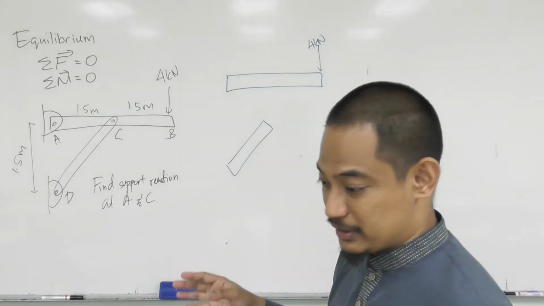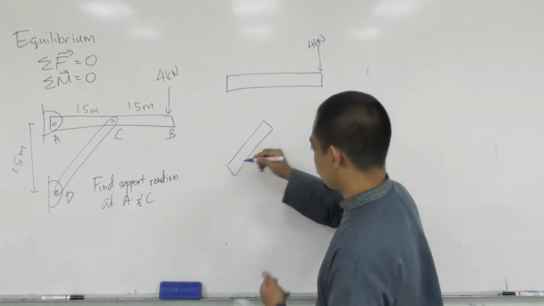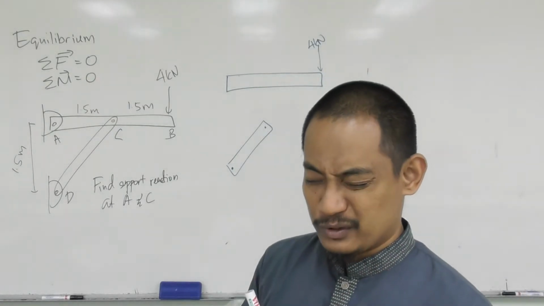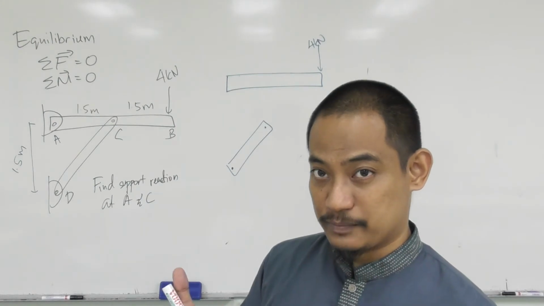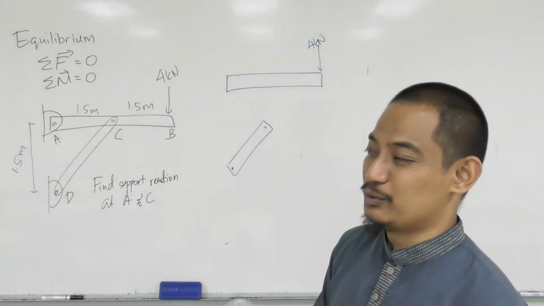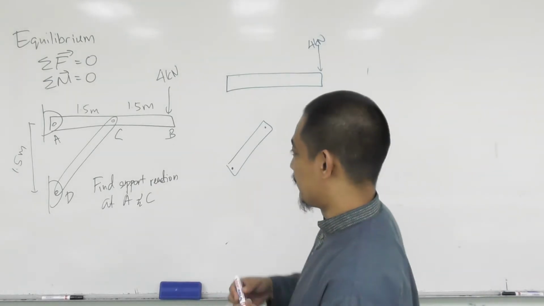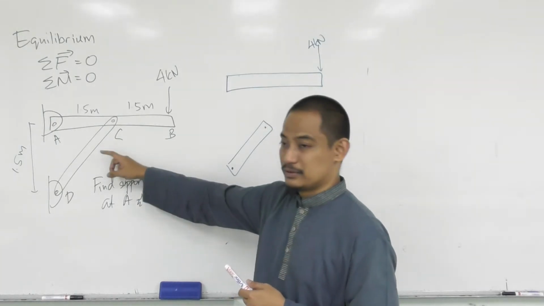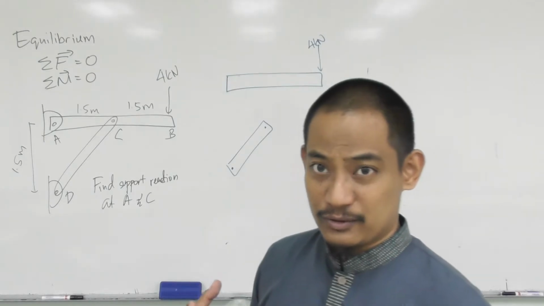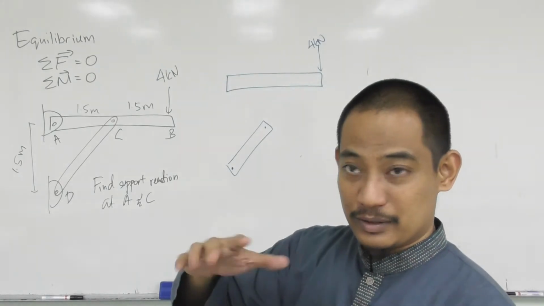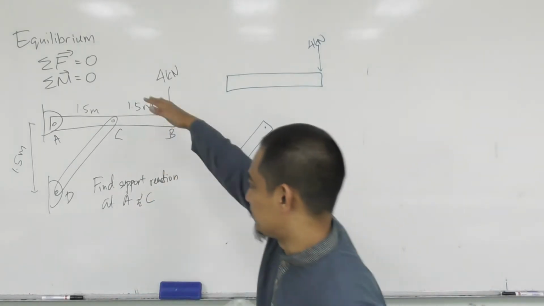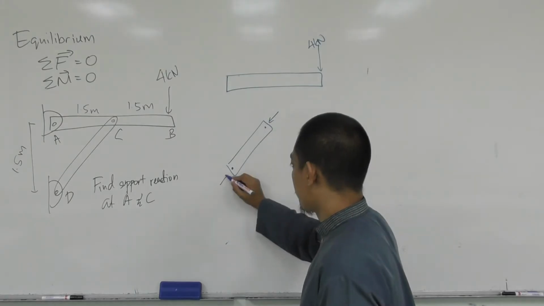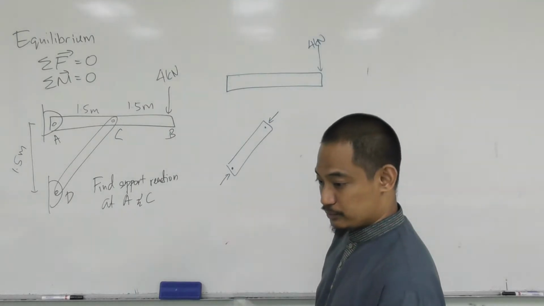What's so special about the two force member? We know the force must be along the line connecting these two points. The only thing is that we have to assume whether it's compression or tension. But logically, you should be able to tell also. When you have a force acting here downwards, is the member going to undergo tension or compression? Logically, it is under compression, because it is being pushed down like that. So if it's under compression, we'll draw it like this. Let's name it FCD.